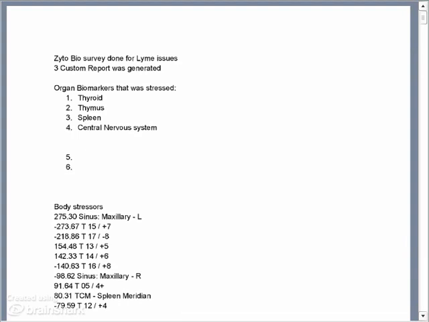So the next organ biomarker that was stressed was thymus. Oh, the reason for the thyroid: if you just clean and take care of the environmental pollutants, it works very well, and that support by itself might be enough. But then you want to recheck with a scan in 1 month to see whether you responded.